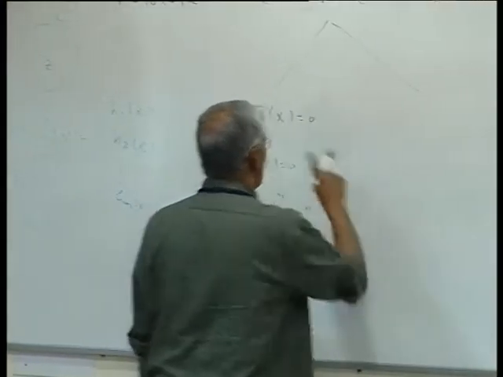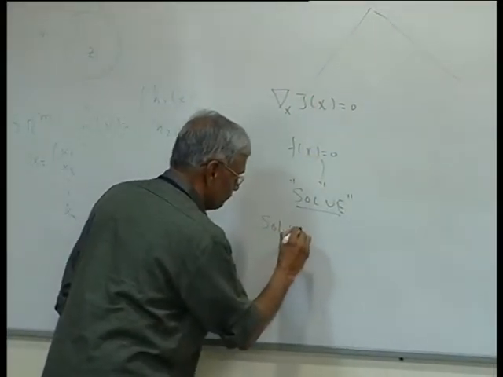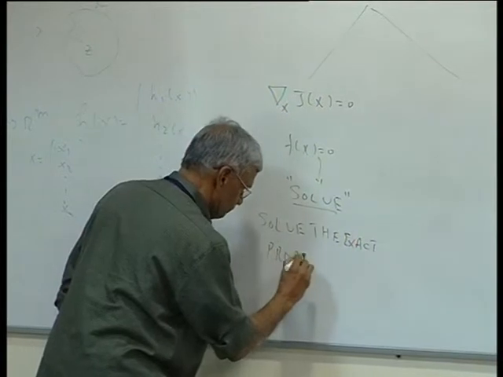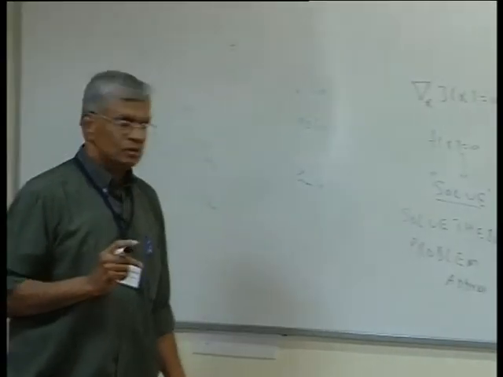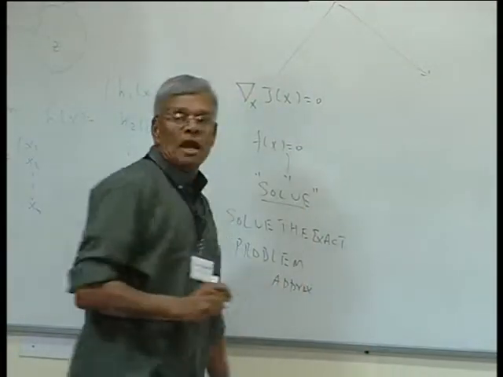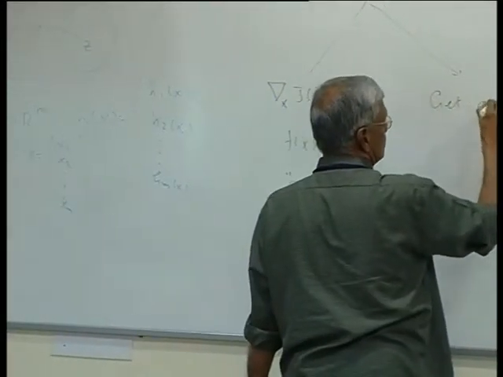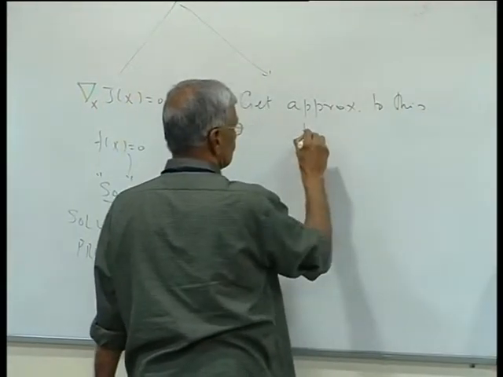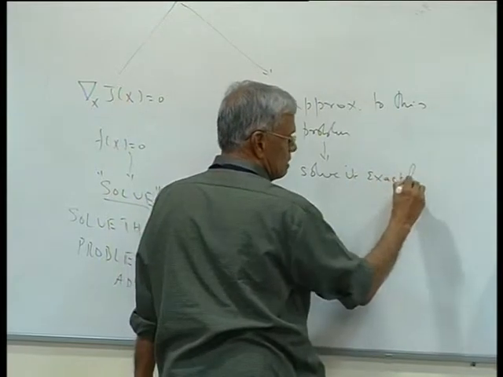The alternate way would be, so what is it we are trying to do? We are trying to solve the exact problem approximately. Where does approximation come in? In the numerical algorithm that we are going to use. What is the alternate idea? The alternate idea is you get an approximation to the problem and solve the approximate problem exactly. Get an approximation to the problem, and solve it exactly. And then iterate.